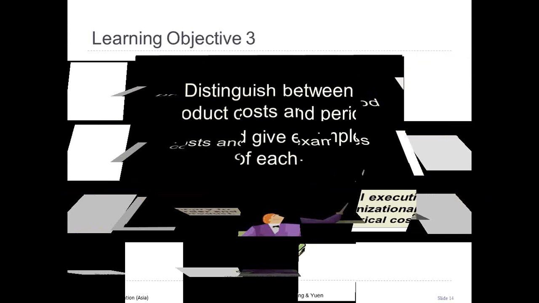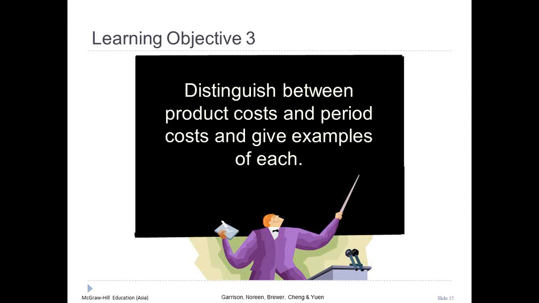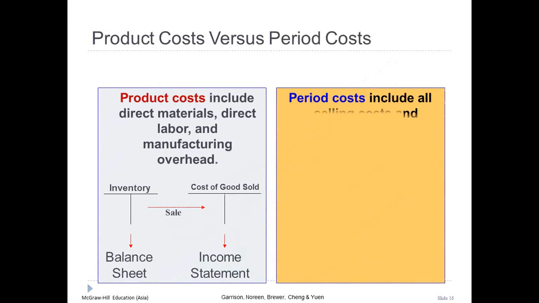Learning objective number 3. Let's distinguish between product costs and period costs and give examples of each. Costs can also be classified as product or period costs. Product costs include all the costs that are involved in acquiring or making a product. More specifically, it includes direct materials, direct labor, and manufacturing overhead. Consistent with the matching principle, product costs are recognized as expenses when the products are sold.